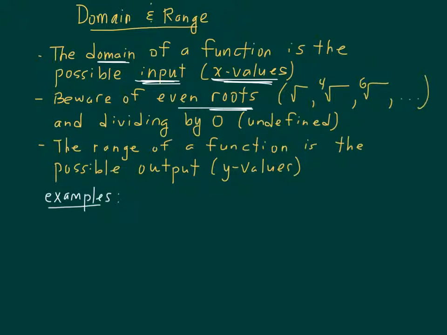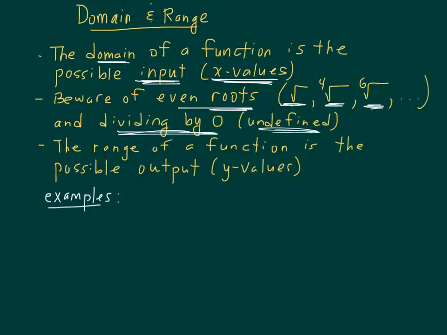So this is usually a square root. We don't write the 2 there, but there really is a 2 on the outside. Something like a 4th root or a 6th root. In this situation, remember we cannot square root a negative number. And also recall that we can never divide by 0.